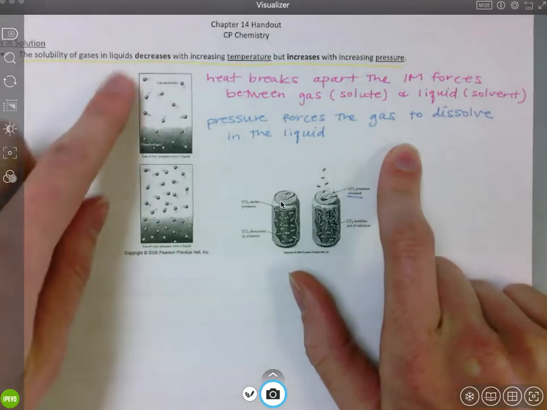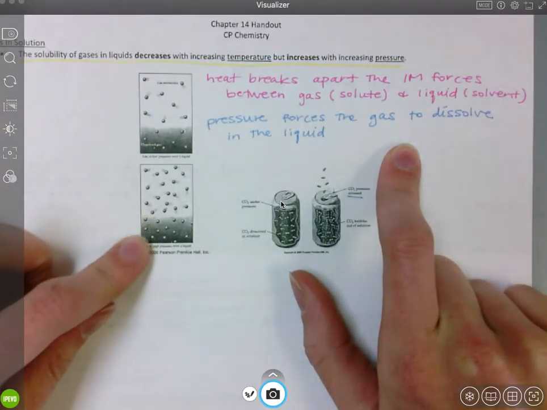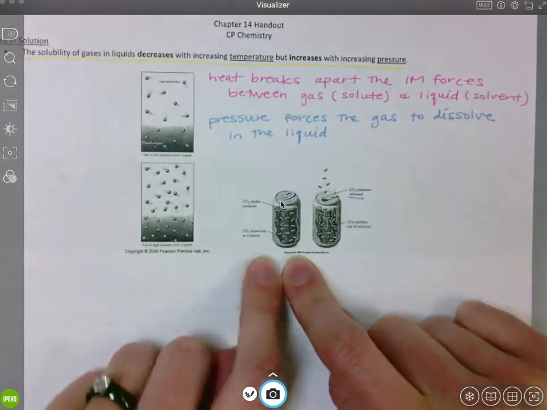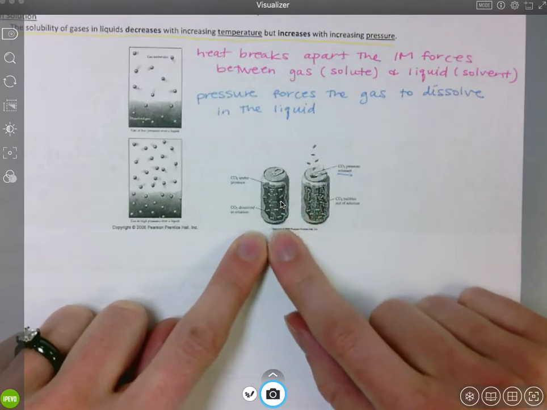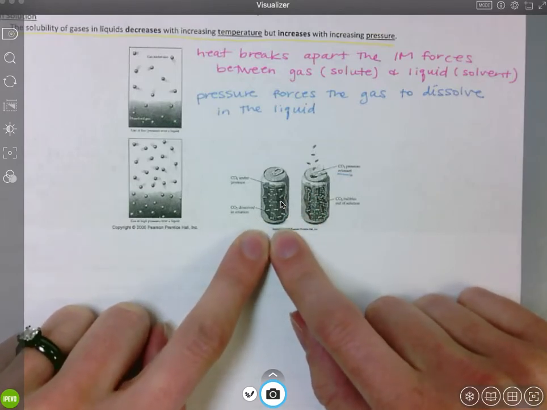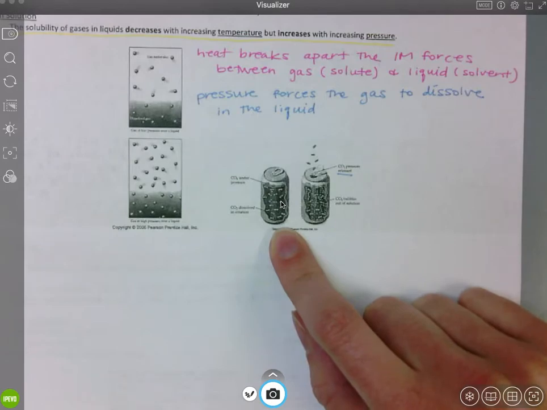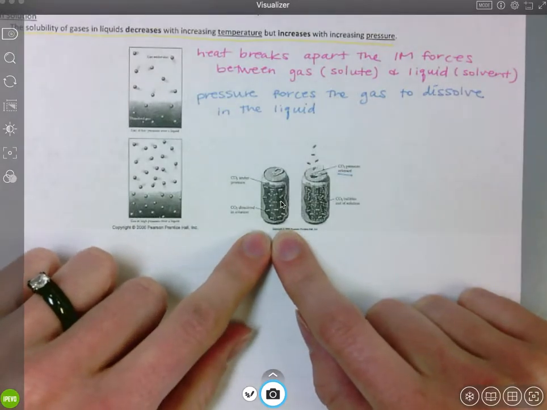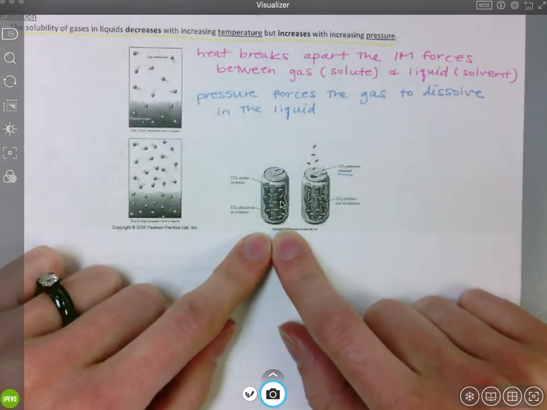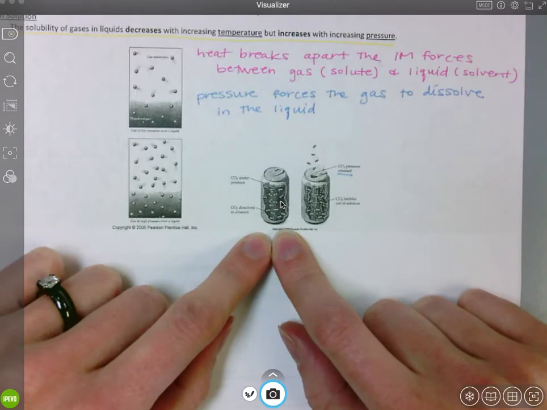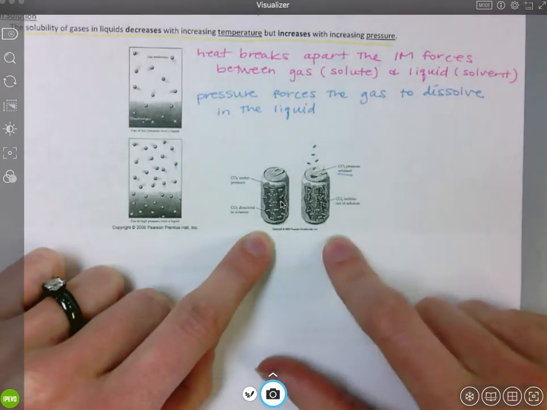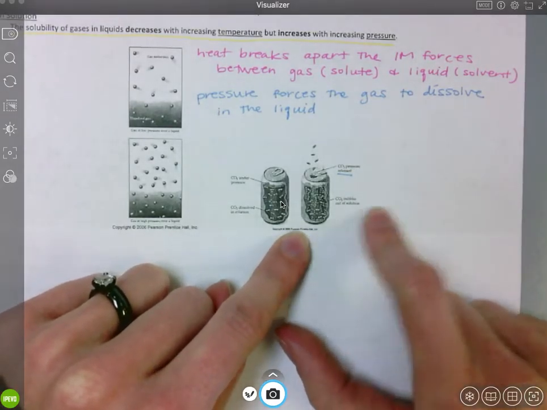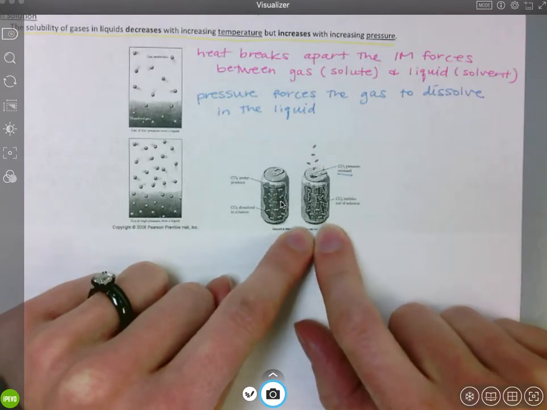So we're going to put a lot of pressure up above, and it's going to force the gas molecules into the liquid. So that's how our soda is made. We put a lot of pressure above our carbon dioxide, and that forces the carbon dioxide molecules into our water sugar solution, flavored water sugar solution. And so then we seal the can, and that gas is trapped in our liquid until we release the pressure. Once the pressure is released, our solubility of the gas is going to decrease.